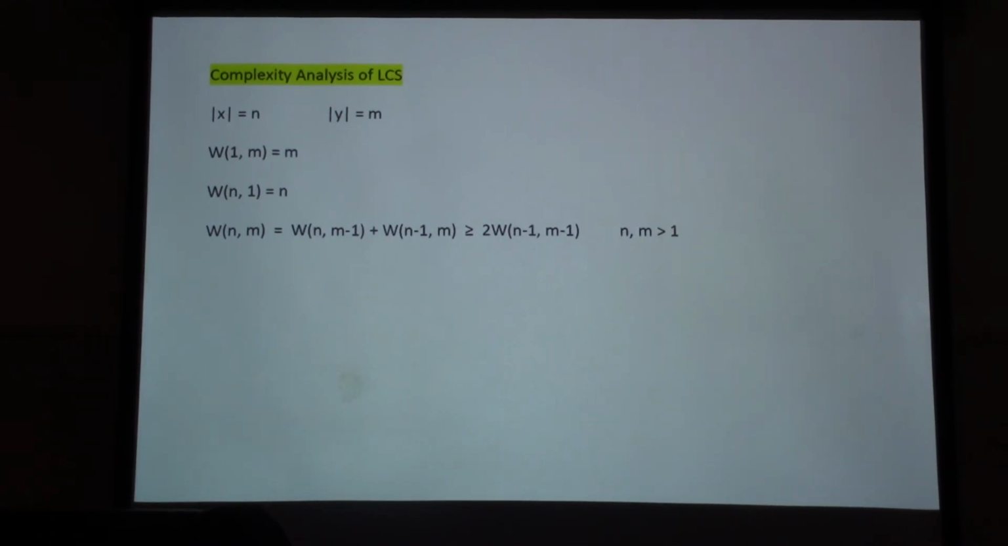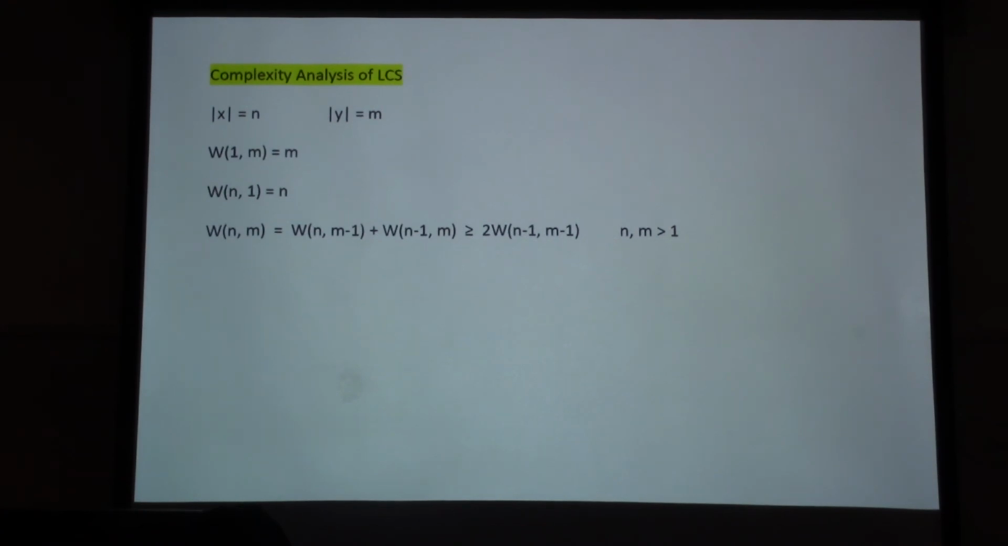And the length of the second string is m. What is m? I don't know. It's some value of m. We can assume 1 or higher. It could be a million. So why would W(1,m) be equal to m? The number of comparisons will be m in the worst case.